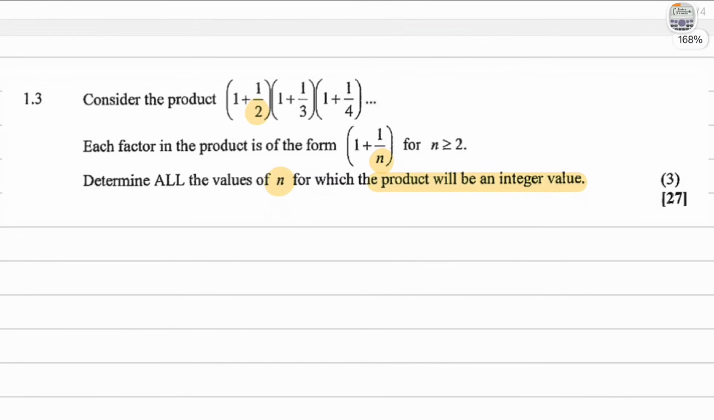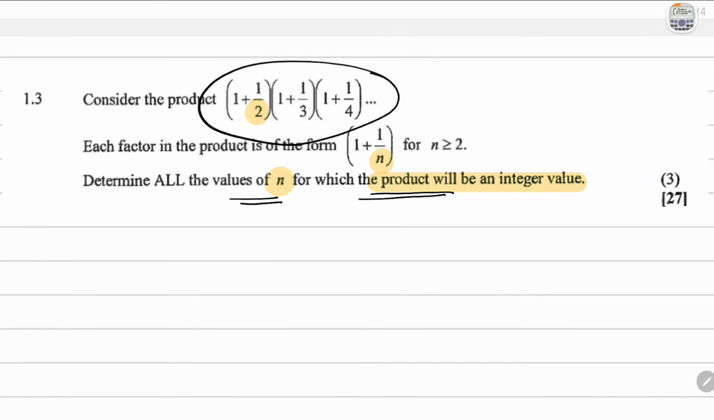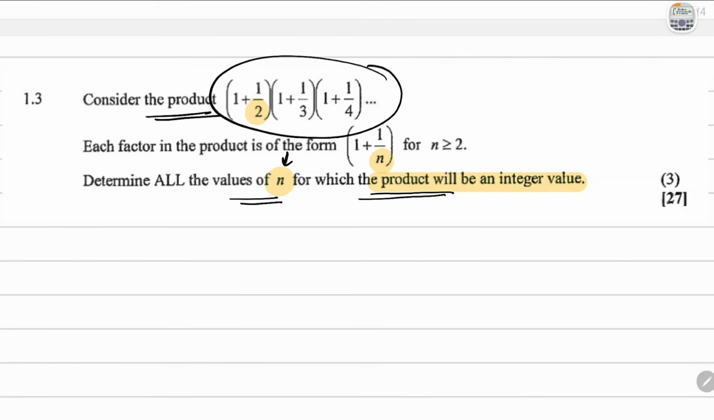Their question is you need to find all the values of n for which the product will be an integer value. Let's focus on what the product means. Remember how I said these things that we have here are factors. And when you multiply these factors, they give you the product. Like they said, consider the product. So the question is you need to find all the values of n for which this is going to be an integer value. So once we multiply these out, we need to solve for n where this is going to be an integer. Okay, let's go ahead and work on this.